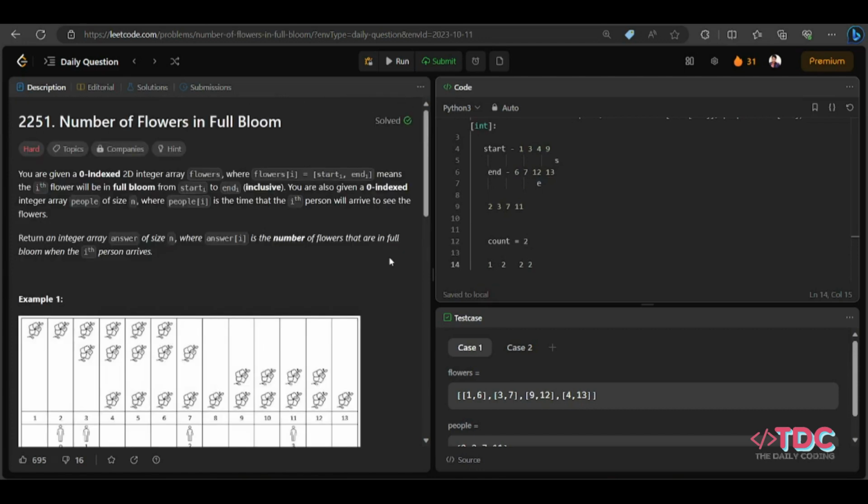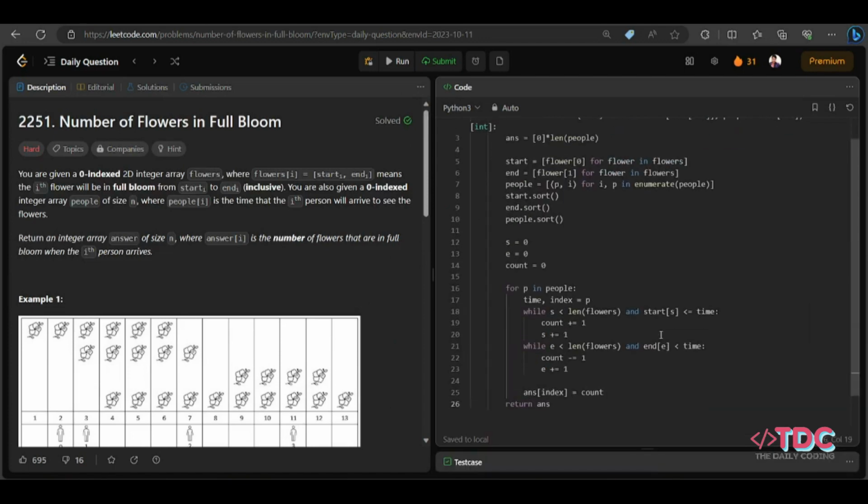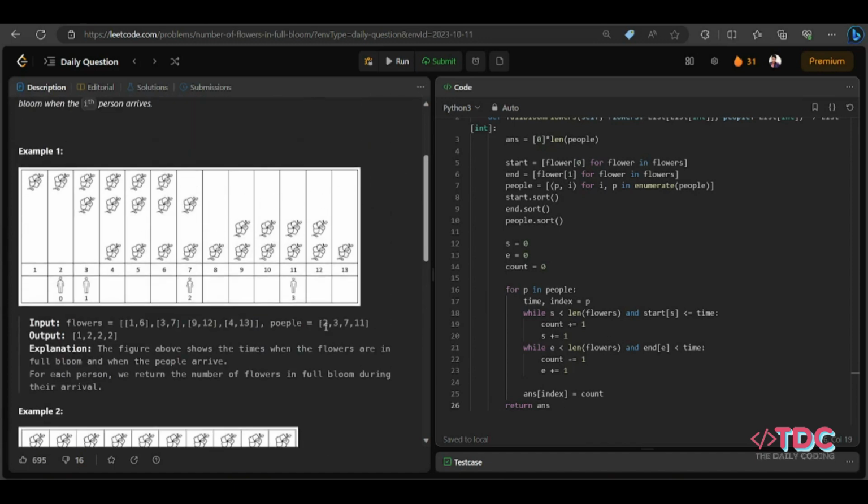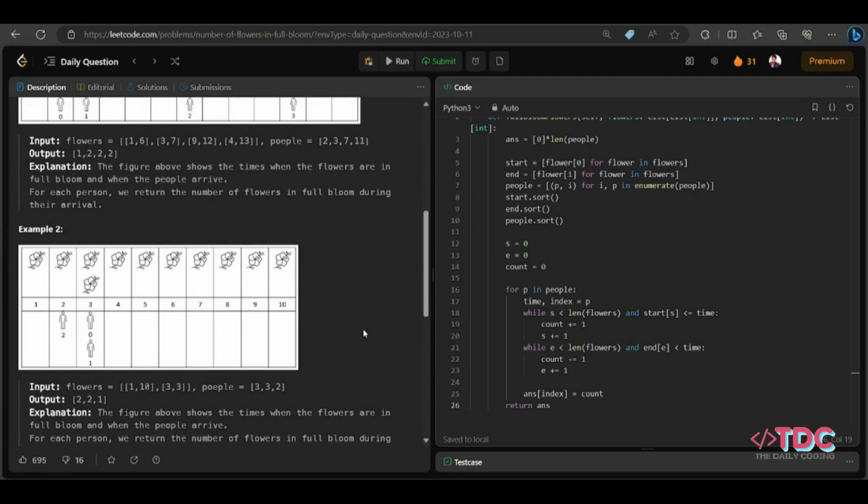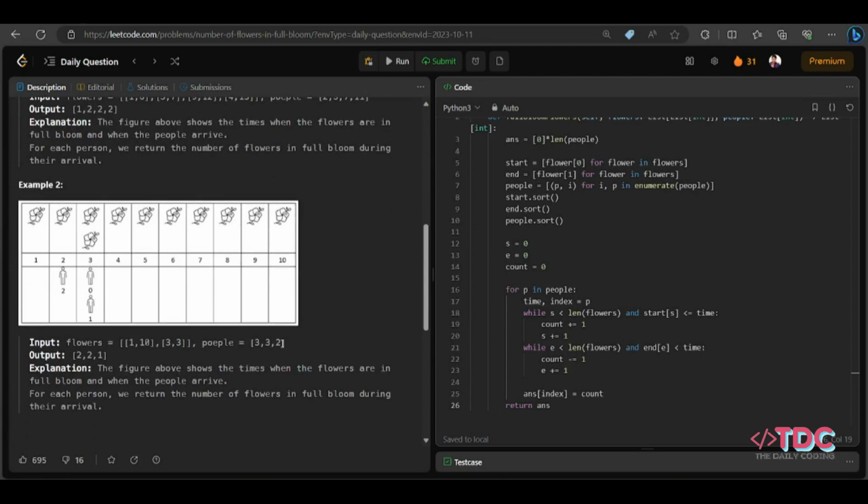And now let me show you the Python code. So here, this is the Python code. I have an answer array of the length of the people, and a starting array as well as an ending array, which represent the starting time of the flower as well as the ending time of the flower. For these people, it is in sorted order, but not for every example. Right here, that is 3, 3, 2. But if you calculate 3, 3, 2, it gives you some problems, right?